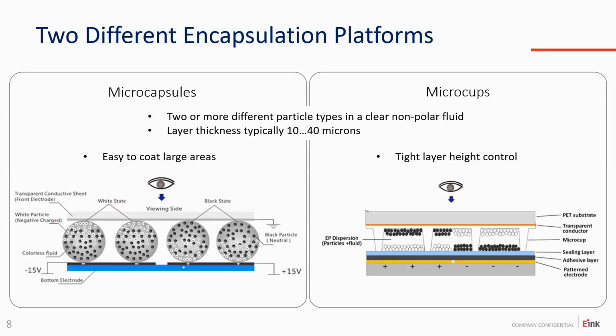On the right is the microcup platform, where the end result is actually very similar, but the way to make it is quite different. And I will come back to that in the next slide. This is a system where we emboss a layer first, and that embossing actually creates the containers again to put your ink in. And this gives very tight layer control. And that also is the reason why, and I will talk about color in a few slides, why color first started in a microcup platform. Because tight layer control means you can switch them in a very accurate way. And when you want to do color, that's what you need.